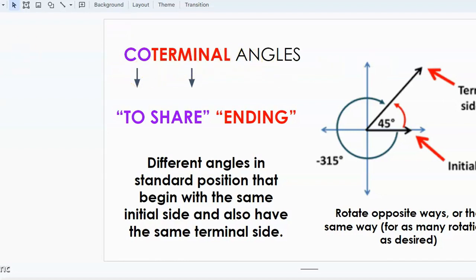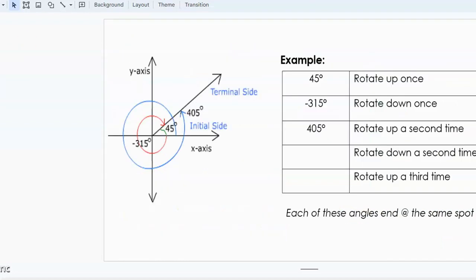So I'm going to give you an example of what that looks like. If we take a look at this picture here, 45 is our first angle that we're looking at. I rotated up once 45 degrees. Then I rotated down once at negative 315, and I end up at the same terminal side. Well, if I wanted to rotate up a second time, that means I'm at 405. So what I mean by that is I was at 45, but now I had to do another complete rotation. And what's another rotation? 360 degrees to get to my next one, 405.